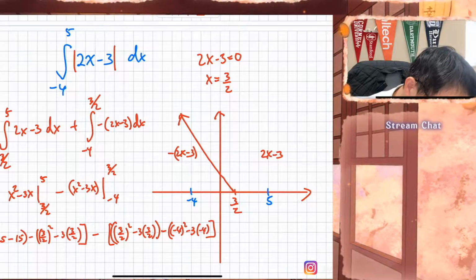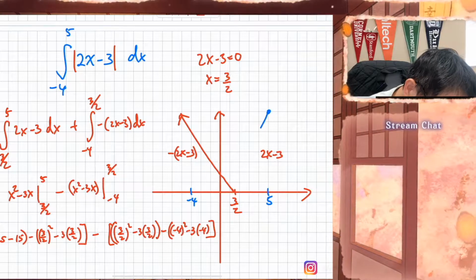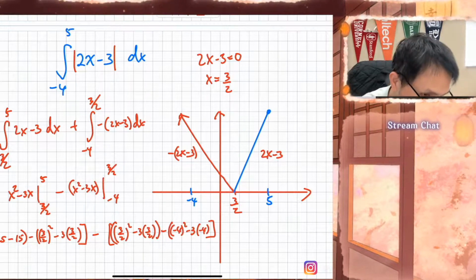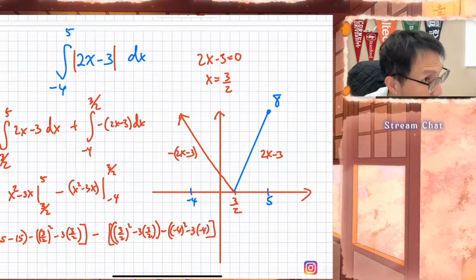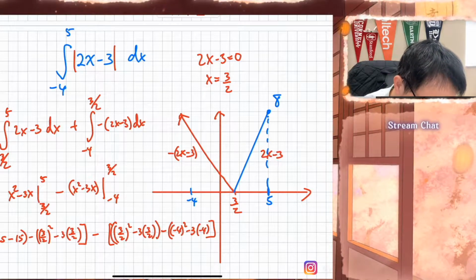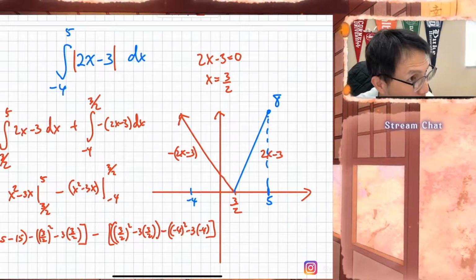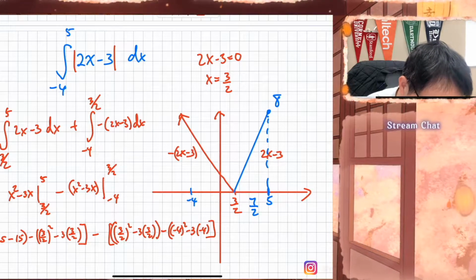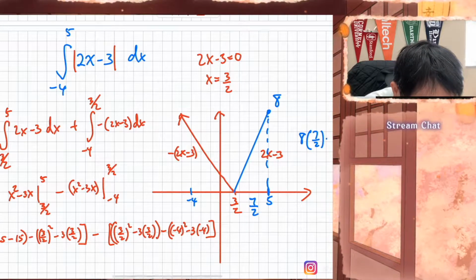1, 2, 3, 4, 5, 6, 7, 8. So it should give me something like this. Does that make sense? Do you know how I got 8? I plugged 5 into the 2x minus 3, right? So this one is going to be what? It's from 1.5 to 5, so the width is roughly 7/2 here. So for this triangle, it's going to be 8 times 7/2 times half.